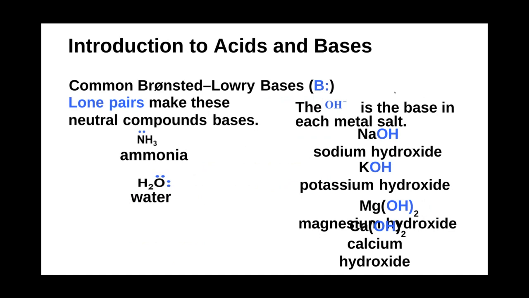Now, we typically write our Bronsted-Lowry base as B with 2 free electrons. In this case, we have ammonia, which we would write as B with 2 dots, right? That's the generalized formula. For an acid, it was HA. For a base, it's simply B with a lone pair of electrons. So we can see that with ammonia, and we can see that with water.